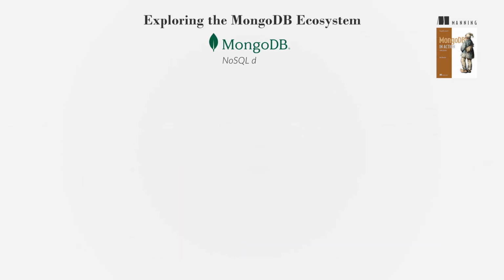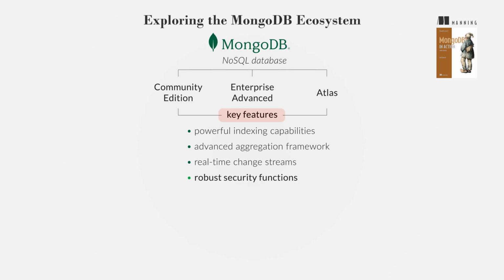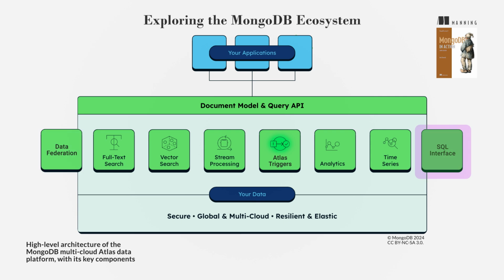MongoDB, a popular NoSQL database, offers a comprehensive range of features across its different editions: Community Edition, Enterprise Advanced, and Atlas. Key features include powerful indexing capabilities, an advanced aggregation framework, real-time change streams, robust security functions, and specialized time series collections. MongoDB Atlas, a fully managed cloud service, enhances MongoDB with features like Atlas Search, Vector Search, Stream Processing, Data Federation, SQL Interface, Atlas Triggers, and Atlas Functions.